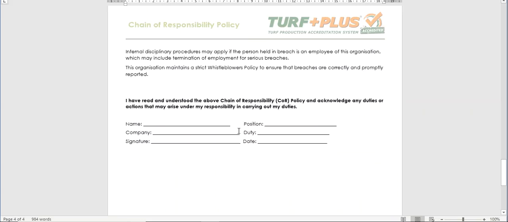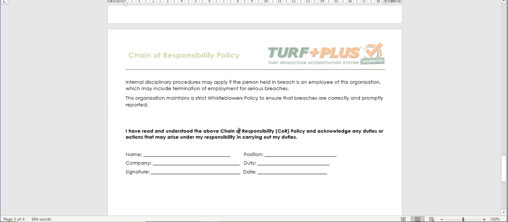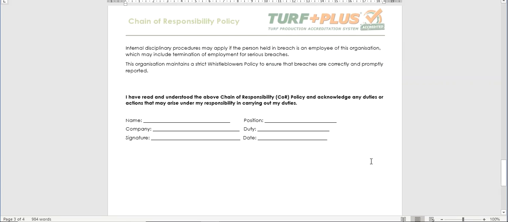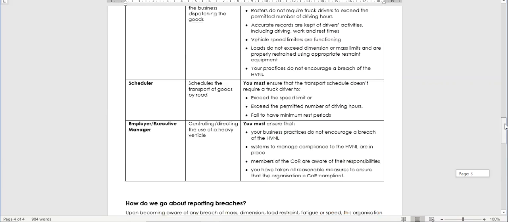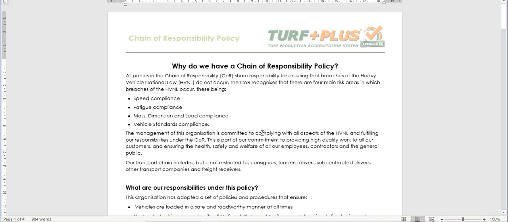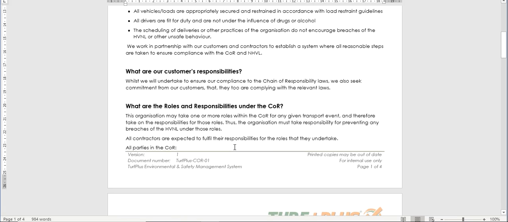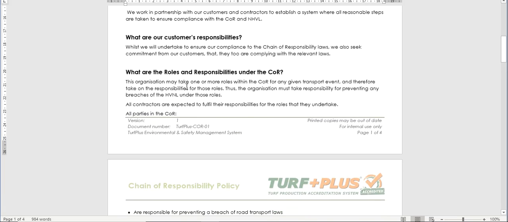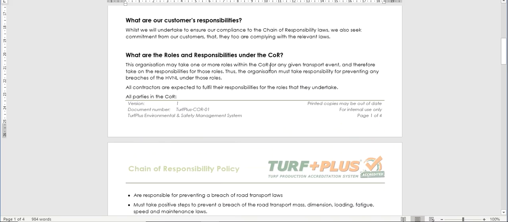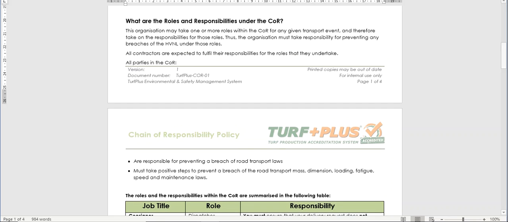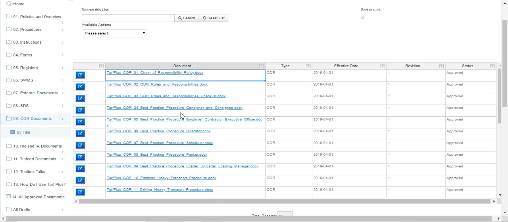And look, this is also something that you may be asked about when you're filling in a tender. They may well ask for your chain of responsibility policy. So the policy says what our responsibilities are, what the customer's responsibilities are, and what the roles and responsibilities under the COR are. And the policy says that you understand that. Okay, so that's that one.